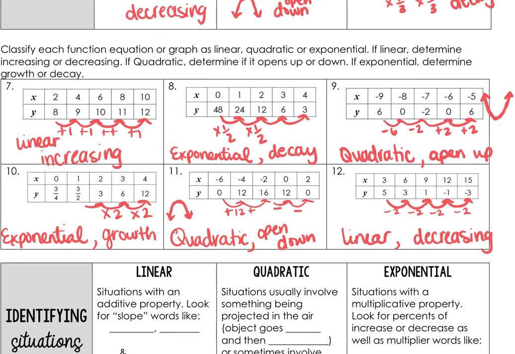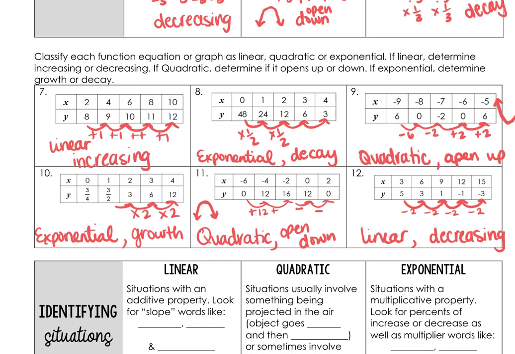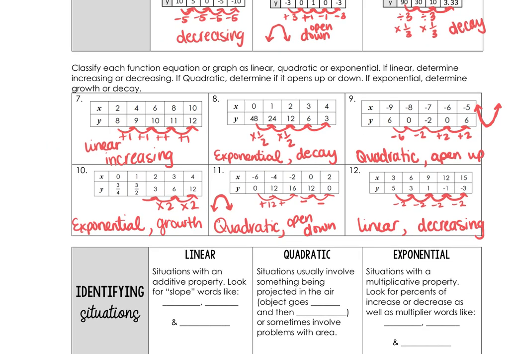So if those y values are increasing or decreasing, you know it's either going to be linear or exponential. You just have to determine, is there a common difference or a common ratio? And then if those y values are those mirror image points, then you know it's going to be quadratic, and you just have to determine, is it going up or down?